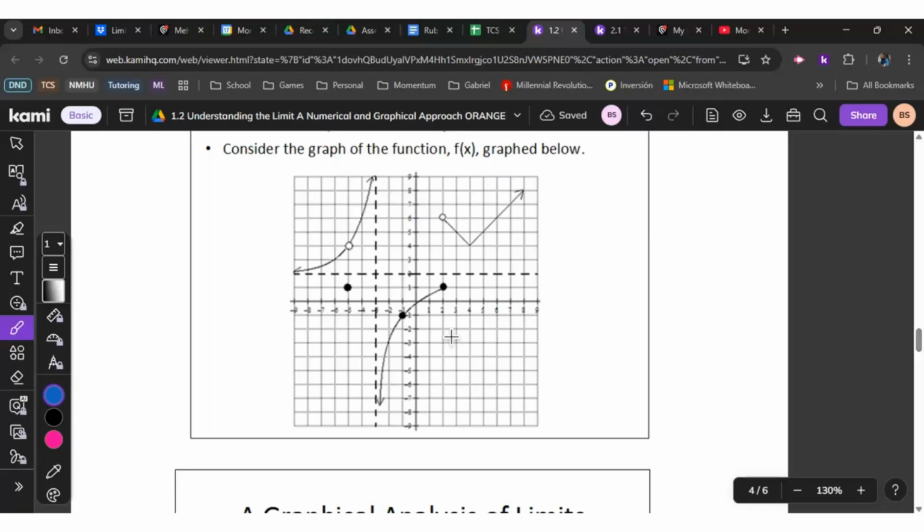-1. Possibly -1. I mean, there's a dot there, so they might make us look there. But where's the one that they're definitely going to make us look at? Right, anytime there's a horizontal or vertical asymptote, that's when they're going to look usually, right? So see this vertical asymptote at -3. They're probably going to make us look there as well. So let's go see now.